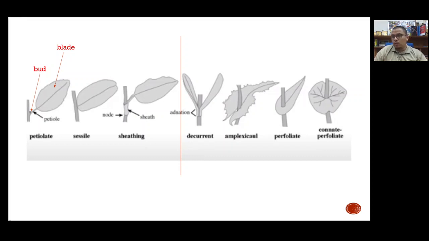We are going to deal mainly with the types of leaf attachment that occur on the left of this diagram. I'll try to concentrate on these first. The others do occur and are really cool when you see them, but we are not going to worry about them right now.